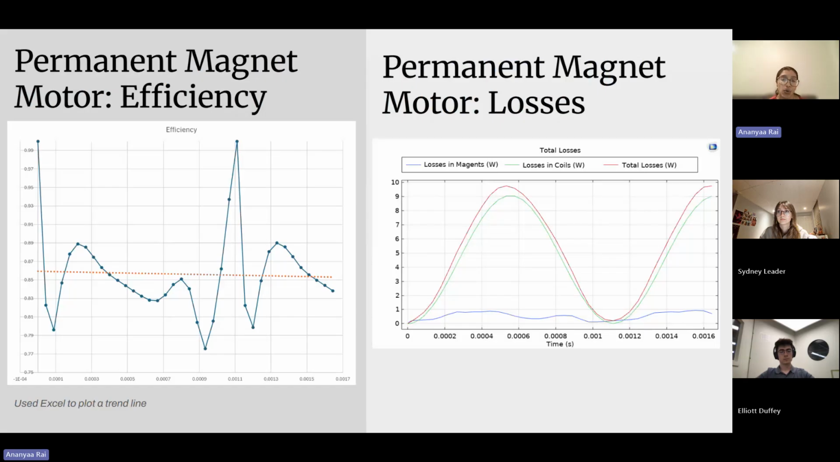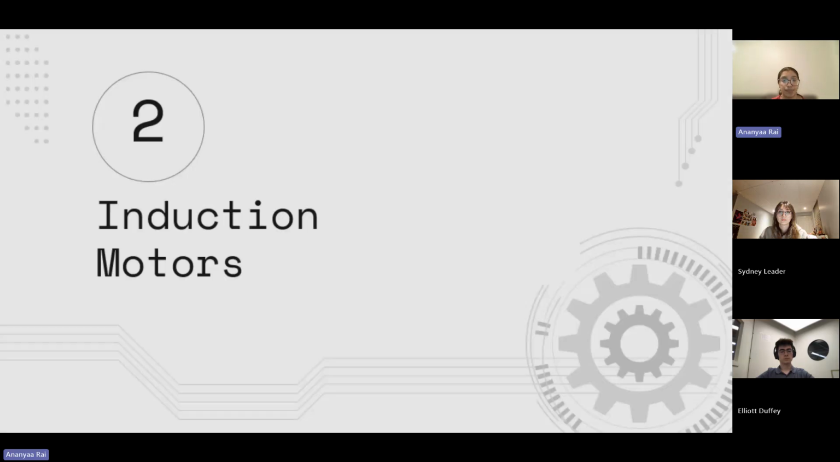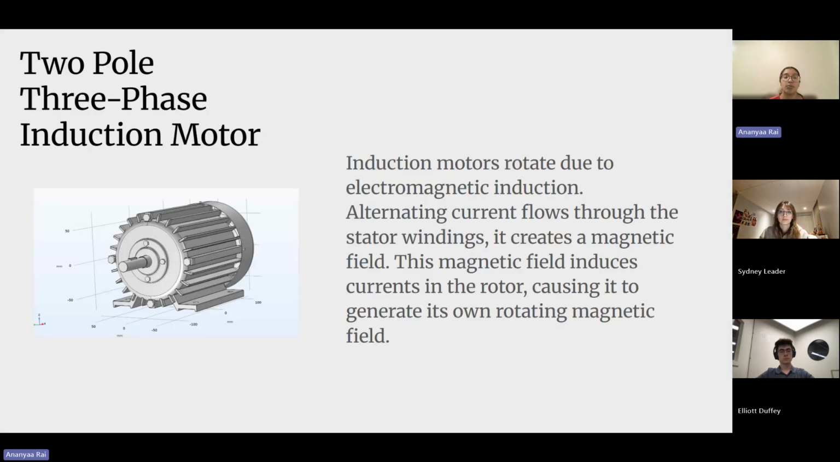Looking at the losses, there are two different losses coming from the loss of the magnets and the loss of the coils. We can see that the coils produce the most loss, contributing to the total loss that we see in the red graph shown, which changes over time due to the AC current applied. Now, looking at the induction motors, we have a two-pole, three-phase induction motor model.